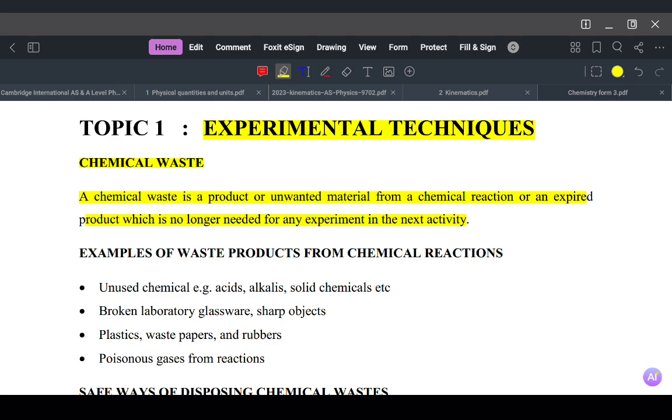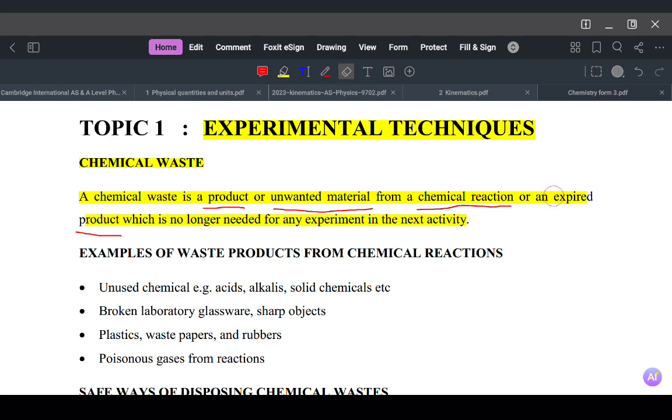Define the term chemical waste. 1 mark. It is the product. So a chemical waste is a product or unwanted material from a chemical reaction or an expired product which is no longer needed for any experiment in the next activity.